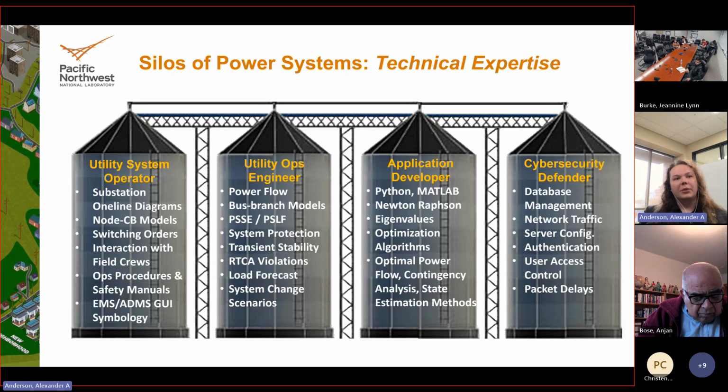Now with these technologies, we're also facing silos in technical expertise, where individual people within the same utility also have their own siloed views of the world. Take an operator, an engineer, an application developer, and a cybersecurity defender. They are not going to use the same words to mean the same things. And we need some sort of structure to bring everybody onto the same page, to be able to exchange data between these different entities and tackle the challenges facing the grid.